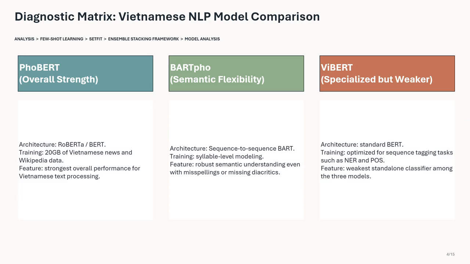In this study, we use three Vietnamese transformer models. The first model is PhoBERT. It is strong for Vietnamese text processing and usually gives good performance. The second model is BARTpho. It is useful for understanding syntax and meaning and can be flexible with Vietnamese text. The third model is ViBERT. It is weaker as a single classifier, but it has a different learning behavior. This difference is very important because the ensemble can benefit from models that do not think in the same way.